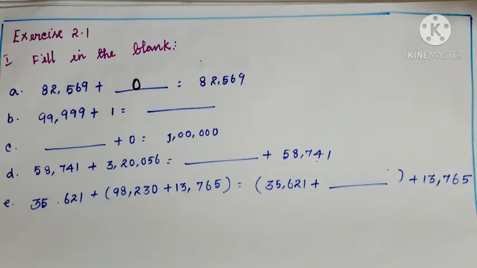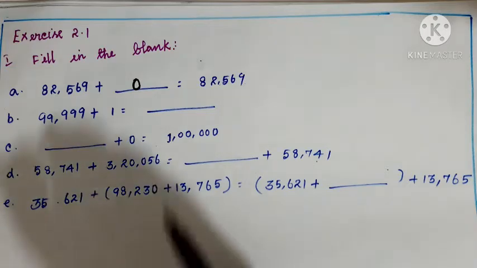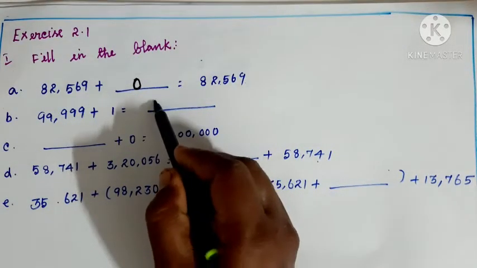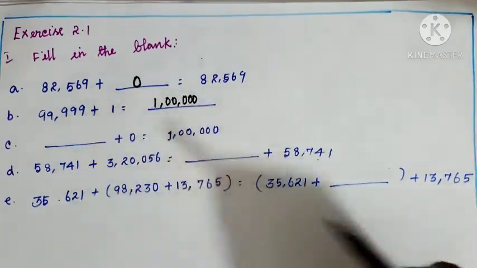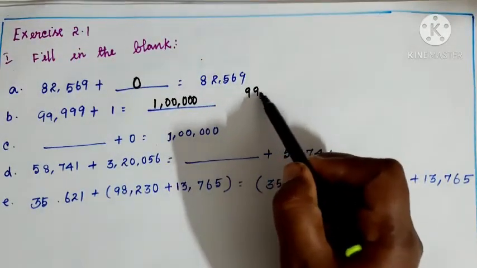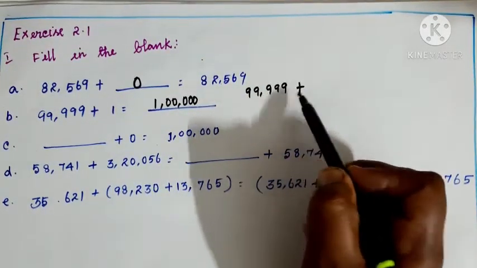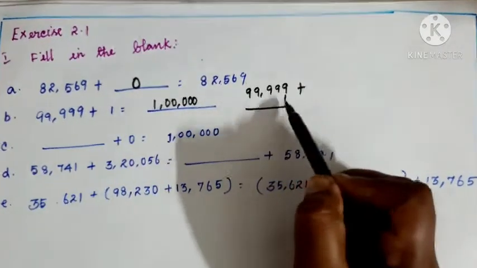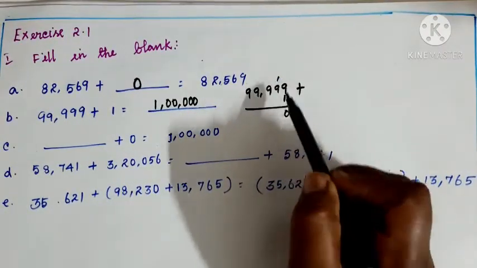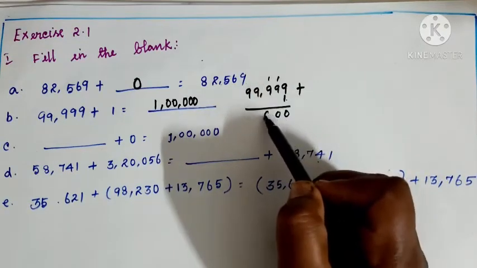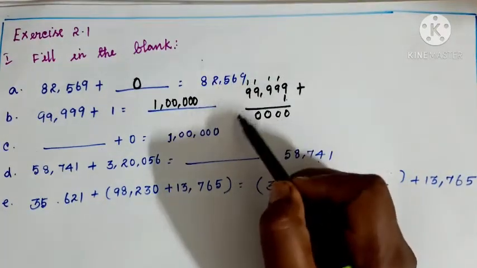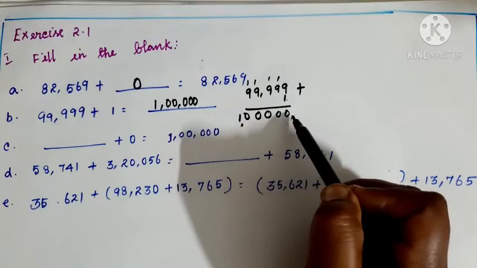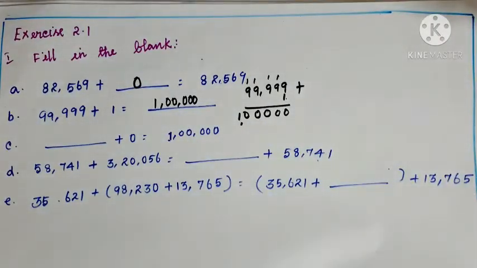So 99,999 plus 1 is what? Yes, very good. It is 1 lakh, 1 followed by 5 zeros. If you have any doubt, you just add and see. 99,999 plus 1. Okay. So 9 plus 1 is 10, write 0 and carry 1. Again 1 plus 9 is 10, and so on. Finally 1 plus 9 is 10. So it is 1 followed by 5 zeros. It is 1 lakh. Yes.